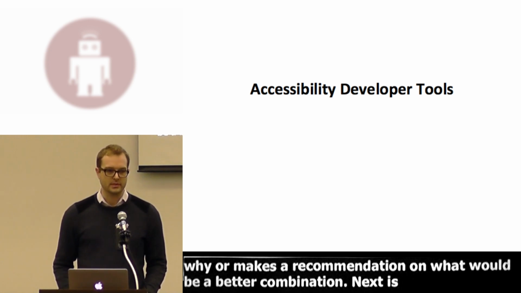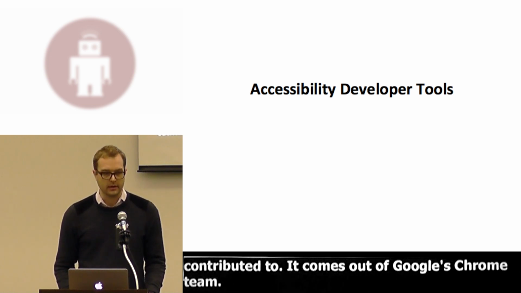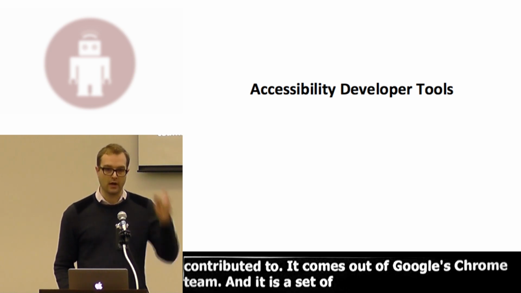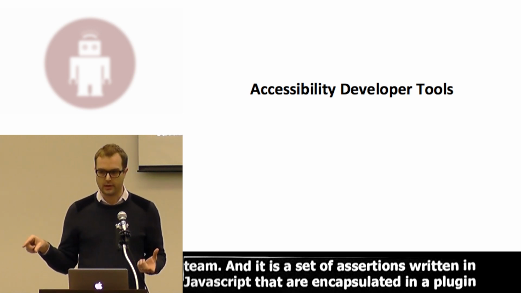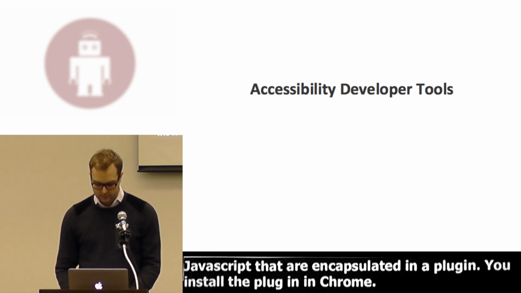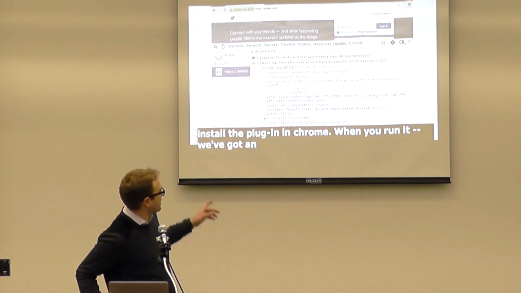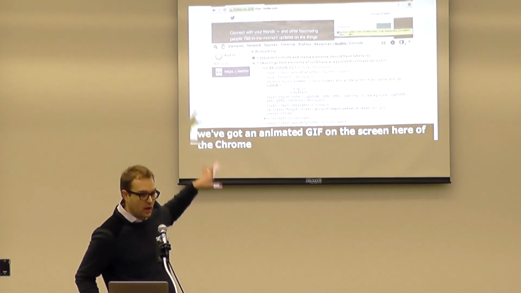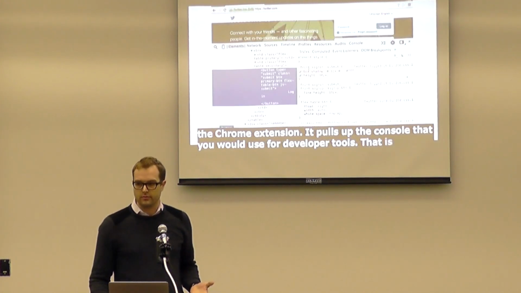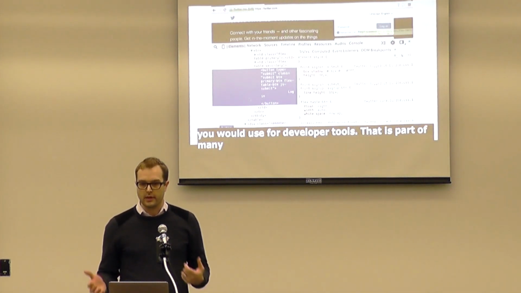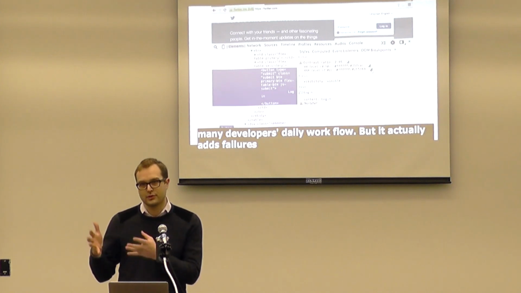Next is accessibility developer tools. This is also a project that I contribute to. It comes out of Google's Chrome team, and it is a set of assertions written in JavaScript that are encapsulated in a plugin. You install the plugin in Chrome. When you run it, we've got an animated GIF on the screen here of the Chrome extension. It pulls up the console that you would use for developer tools that is part of many developers' daily workflow, but it actually adds failures, and it inserts rules into the page.